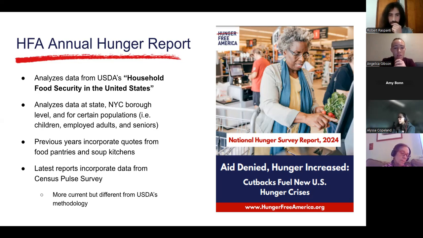In previous years, we did have this survey of food pantries and soup kitchens. That was one of my favorite parts of the whole report, but it was a lot of work, and I'm a small team. I'm the only one who does the research here. And so we had to kind of stop doing that just because it was too much work. But we're probably going to do a special standalone report just on that survey, probably in the summer.